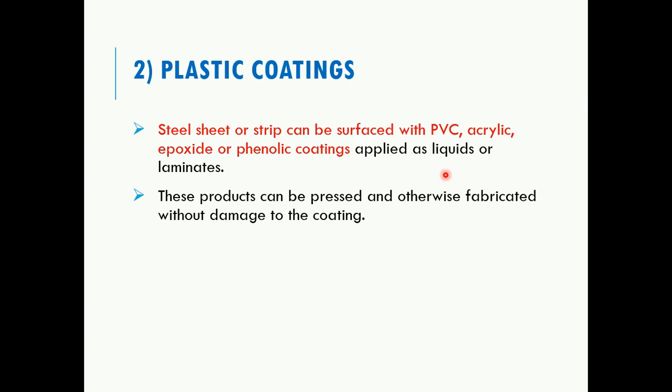Okay, the second method is plastic coating. We can use steel sheet or strip surfaced with PVC or acrylic, epoxide and phenolic coating, which is applied as liquid or laminate to cover the steel. This product can be pressed and otherwise fabricated without damage to the coating.